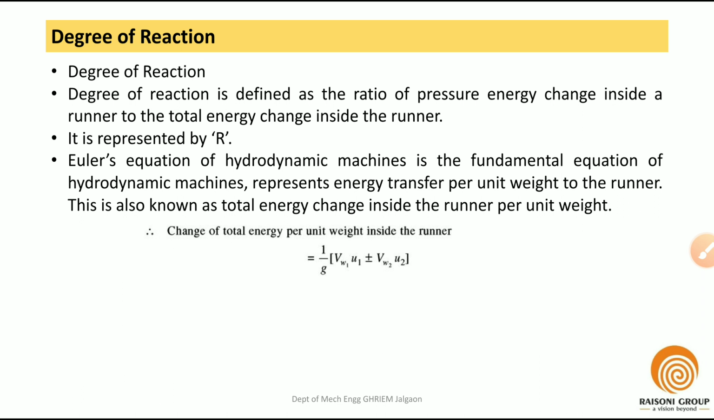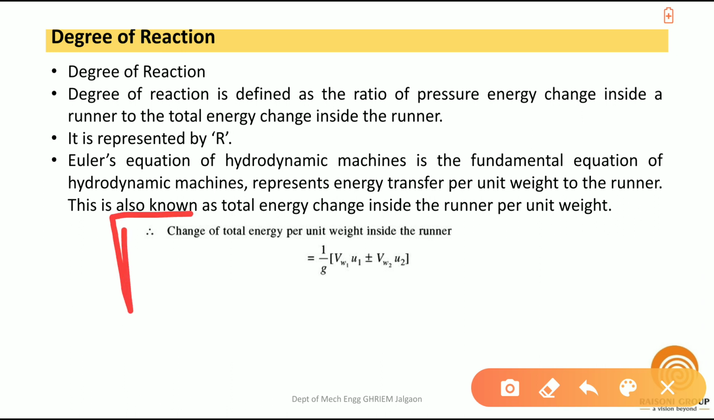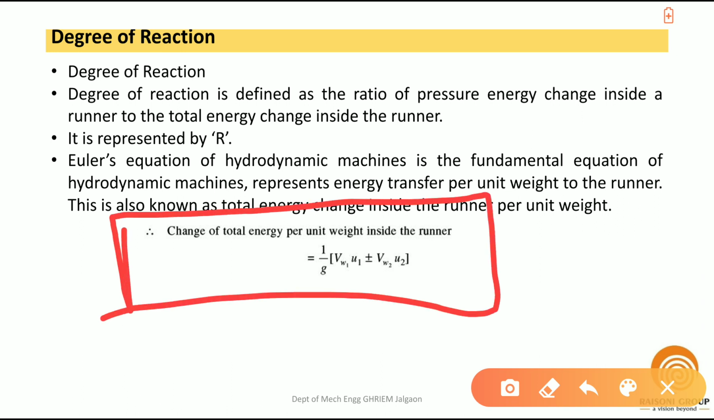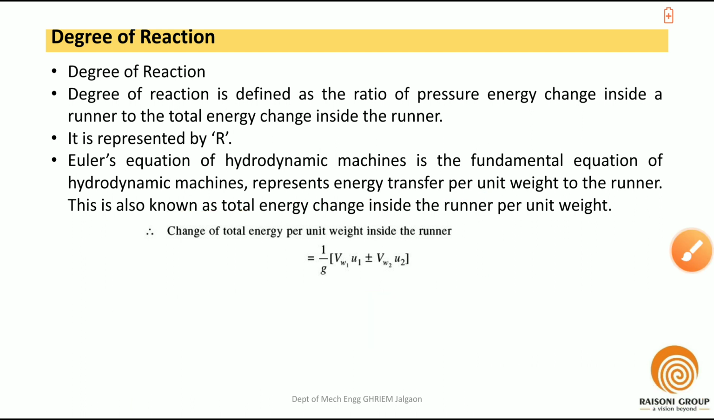So the change of total energy per unit weight inside a runner is represented by the Euler's equation of the hydrodynamic machines, which we have studied earlier, and it is a fundamental equation of the hydrodynamic machines which represents the energy transfer per unit weight to the runner, and it is given by like this: the change of total energy per unit weight inside the runner is equal to 1 by g multiplied by the bracket Vw1 U1 plus or minus Vw2 U2. So what is this Vw1 U1 and Vw2 U2?